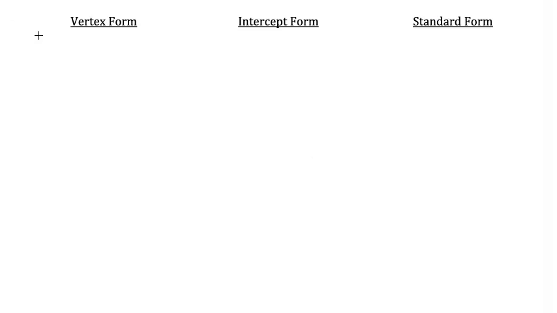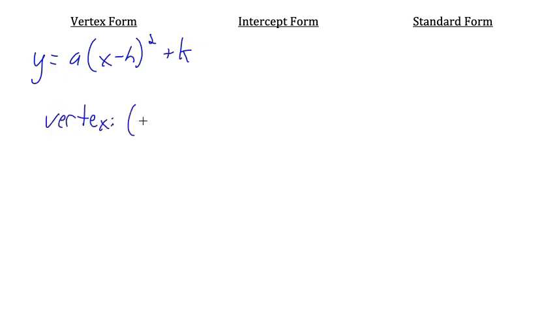Before we dive into writing equations, let's go ahead and review vertex form, intercept form, and standard form. In vertex form, y equals a times x minus h squared plus k, we have a vertex at the point hk. Now notice that it's x minus h, so this value here is always going to be the opposite of the x value there. And then the a will control the steepness. It's the same a as in our standard form equation.